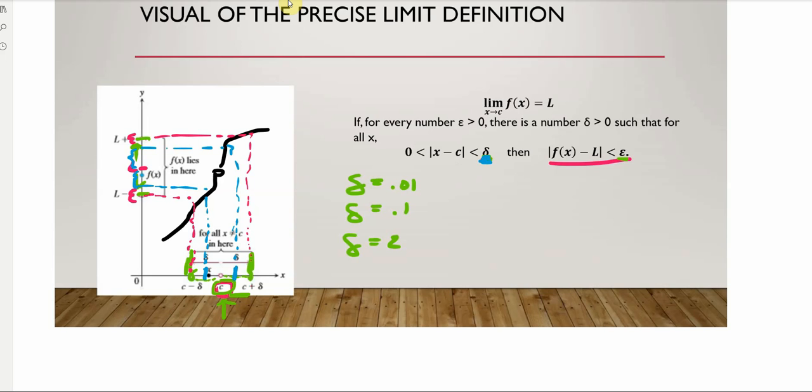So we're determining the delta, but then if we determine the delta, then there's going to be some epsilon out there that exists, where we're going to have a window where f of x is going to be inside that window. So here is L, and here is my f of x. So f of x is going to fall within that window. That's the precise definition. Now you say, man, that's complicated.